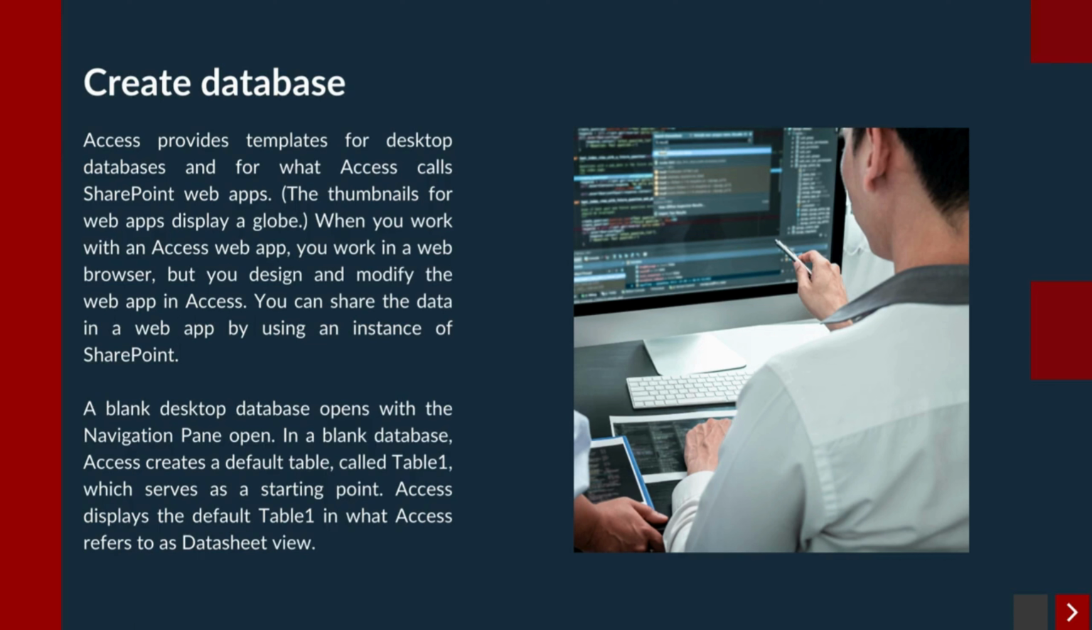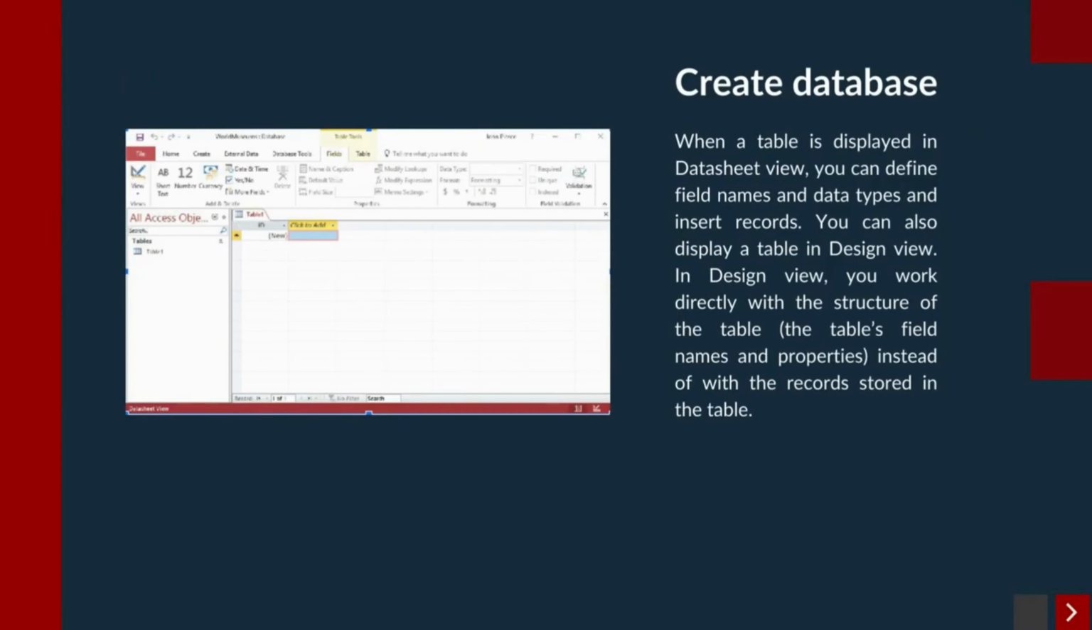A blank desktop database opens with the Navigation Pane open. In a blank database, Access creates a default table, called Table1, which serves as a starting point. Access displays the default Table1 in what Access refers to as Datasheet view. When a table is displayed in Datasheet view, you can define field names and data types and insert records. You can also display a table in Design view. In Design view, you work directly with the structure of the table, the table's field names and properties, instead of with the records stored in the table.